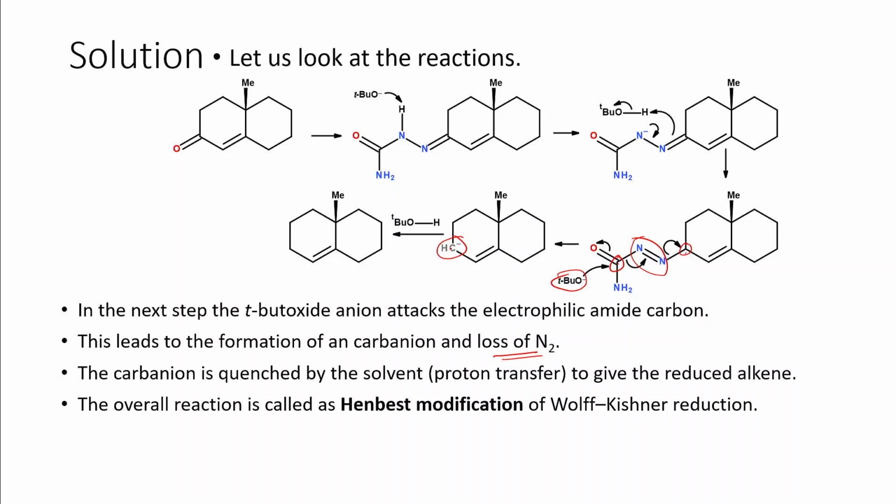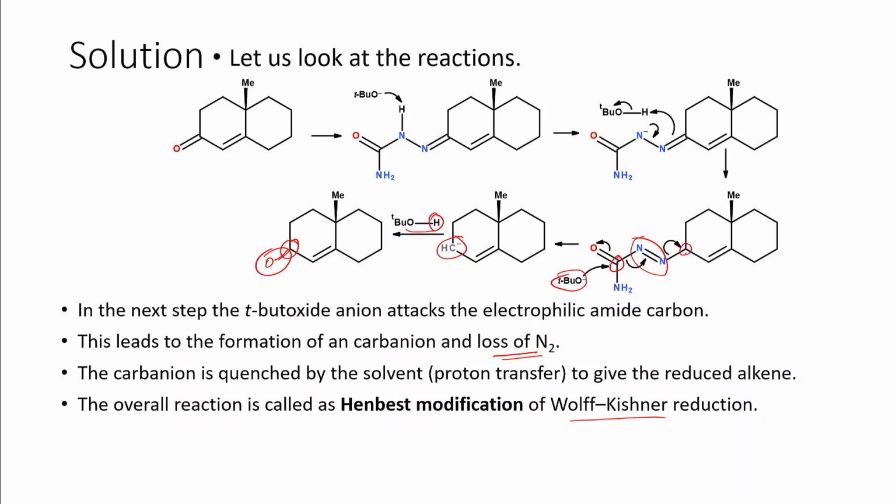Once we have the anion, you obviously know there is an alcohol, that is a solvent, that is present. The anion will abstract the hydrogen atom from the solvent, and it gets neutralized to give the saturated product, that is, the carbonyl group is actually reduced in this particular case to give the reduced product as the final one. And this is basically the modification of the Wolff-Kishner reduction.